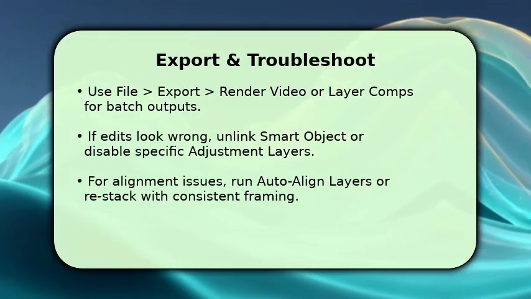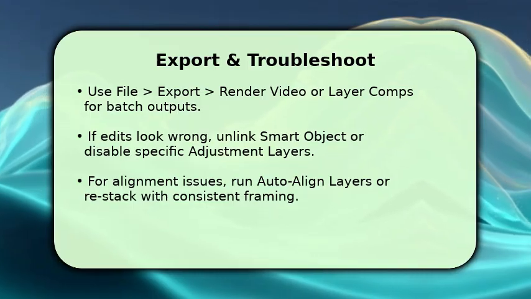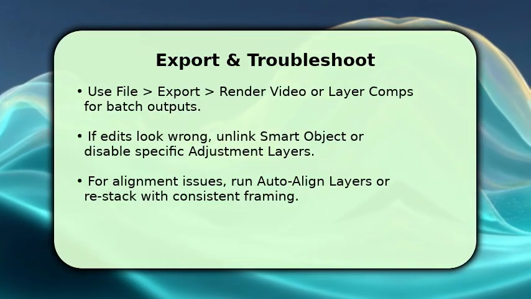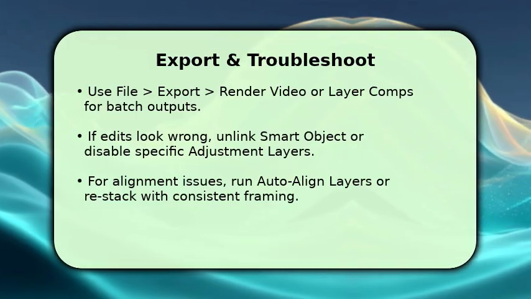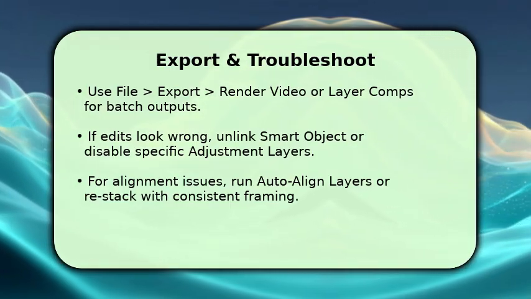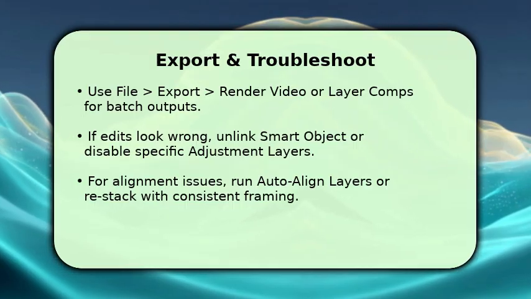If edits look off on some photos, unlink the smart object to tweak individual layers or disable a problematic adjustment layer. This resolves overcorrection. And if elements misalign, run Auto-Align Layers or restack with consistent framing.